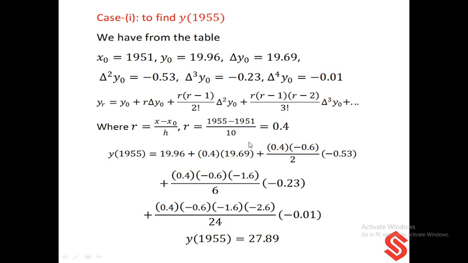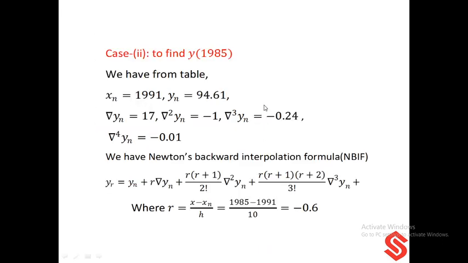So now let us substitute the value of r, 0.4, and next y naught, delta y naught, delta square y naught, delta cube y naught, and delta power 4 y naught in the formula. Simplify, we get y at 1955 is equal to 27.89. Next, case 2, that is to find y at 1985.